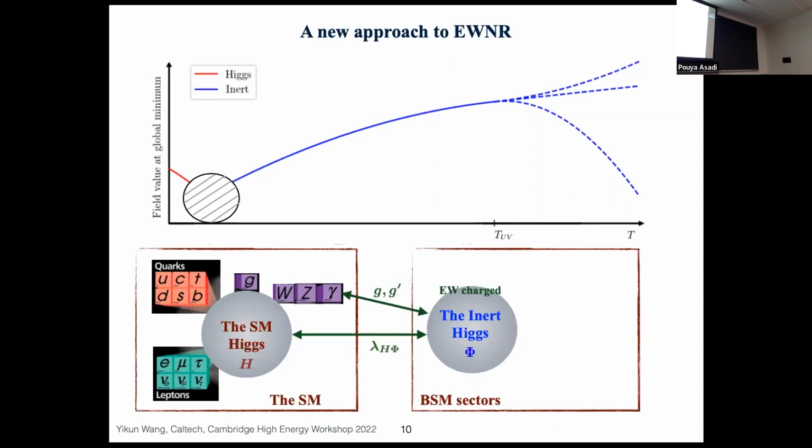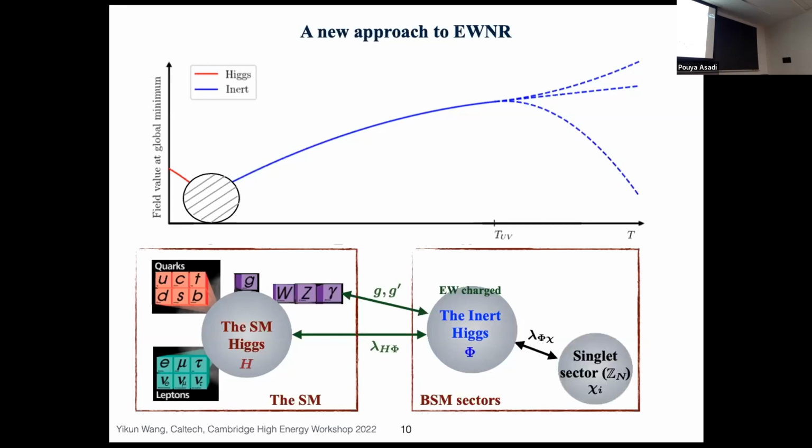And then a non-zero vacuum expectation value of the inert Higgs can, of course, give you symmetry non-restoration up to a very high scale here. So this is the content of our model. We have our Standard Model, and then we have a BSM sector. Think of the dark sector where the inert Higgs is charged under a gauge group. It can talk to the Standard Model Higgs, but it's not really necessary.